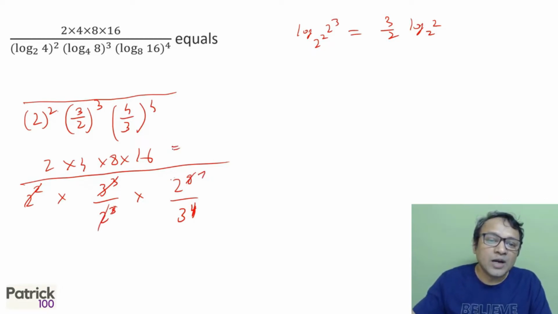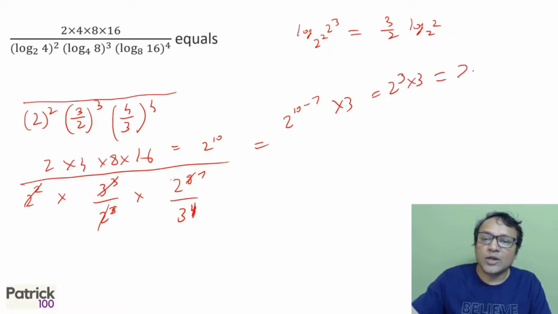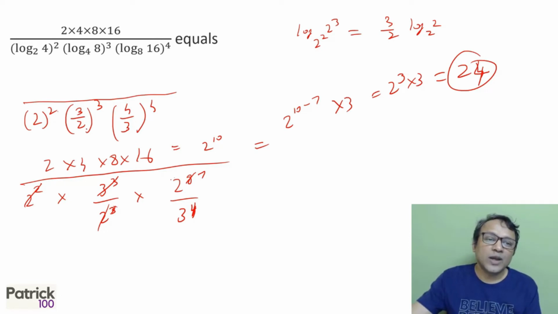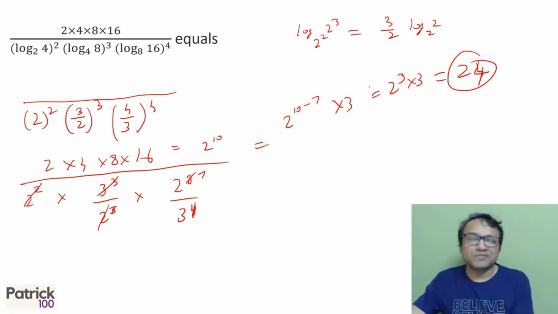Now if you look at the numerator, how much is there? 2 raised to 1, 2 square, 2 cube, 2 raised to 4, which is 2 raised to 10 numerator. So that means it becomes 2 raised to 10 minus 7 into 3. 3 it will go on top, will come multiplication. 2 cube into 3, which will be 24. That will be the answer. Right? So first look at the denominator. 2 square, 3 upon 2 whole cube, 4 upon 3 whole raised to 4. And the numerator, just cancel it off everything. You'll automatically realize the answer will come as 24.